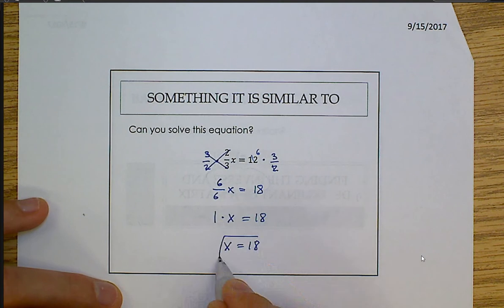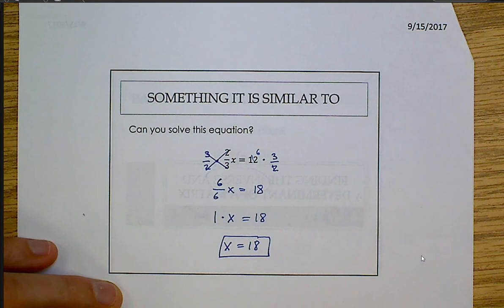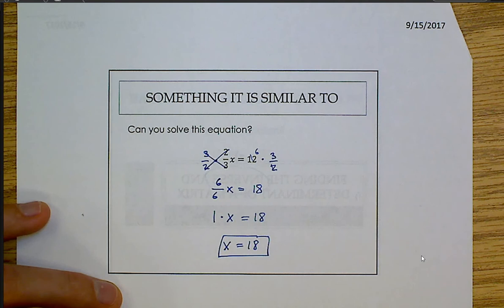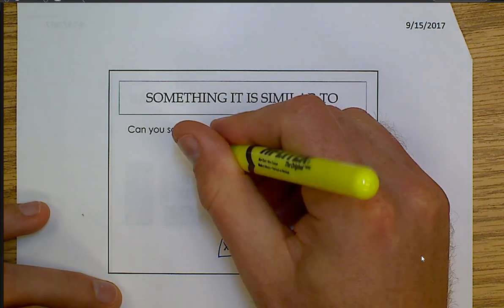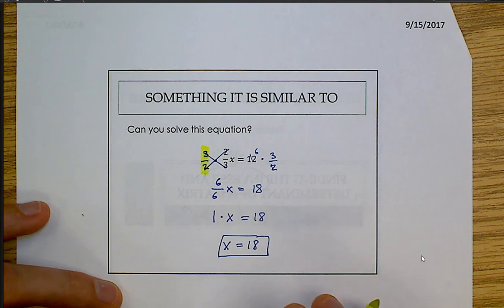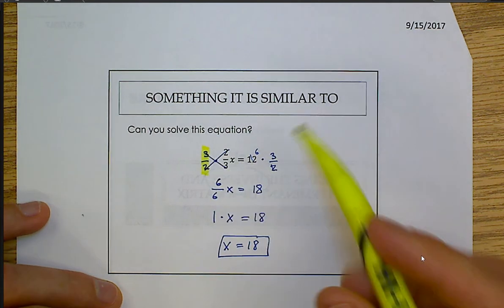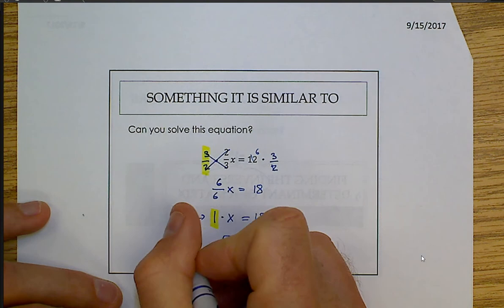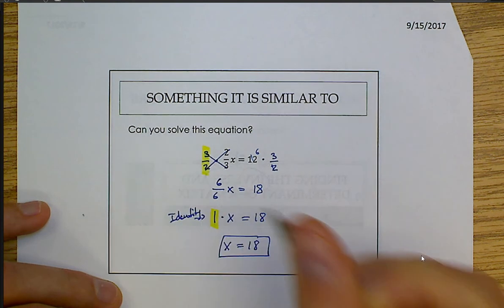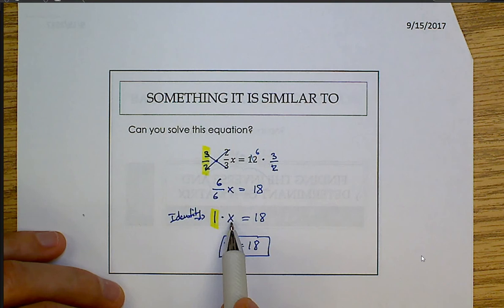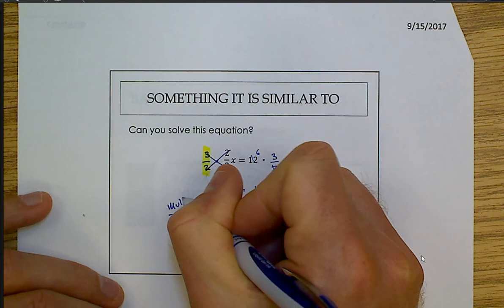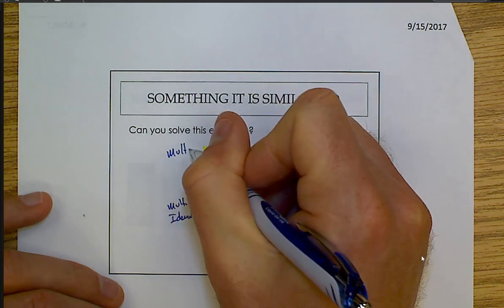Now, a lot of you know how to do this already, but I want to point out a couple things. This right here, this 3/2, is the multiplicative inverse. It's the inverse of 2/3. This right here, this 1, is the multiplicative identity, okay? And the multiplicative identity just means that when we get 1 times anything, we get anything, which is in this case x, okay? So this is the multiplicative identity. This is the multiplicative inverse, okay?